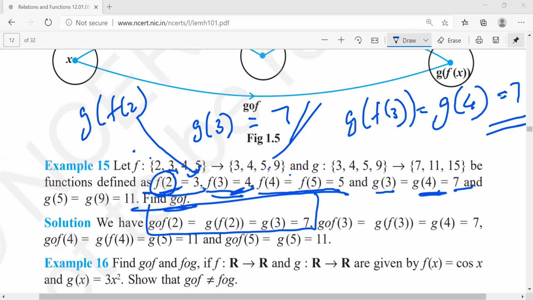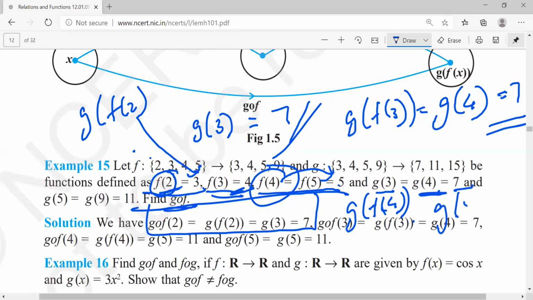Any doubt in this? So similarly, we have to do g of f of 4 value. G of f of 4. But what is our f of 4 value? 5. So g of 5. And what is your g of 5 answer? 11. That's it. No need to worry. This is just simple mathematics. If everyone is clear, I'll go to the next question.